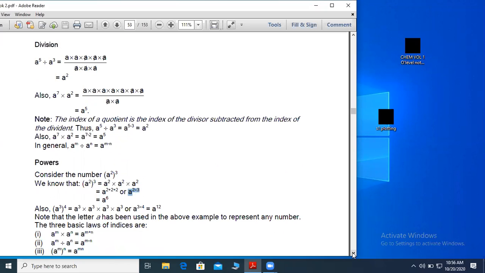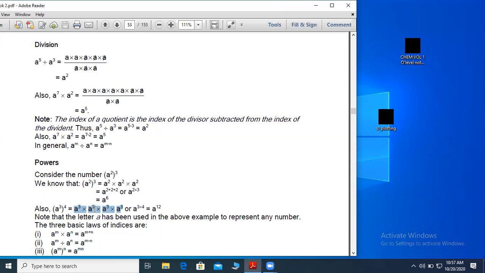I think that one is okay. Then we have 8 power 3 to power 4. This one means 8 power 3 is going to be multiplied by itself 4 times. And this is what you are seeing here. And the answer it gives us is 8 power 4. Okay, we write one base and add the powers.